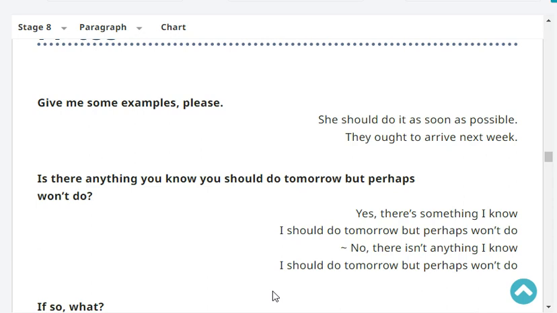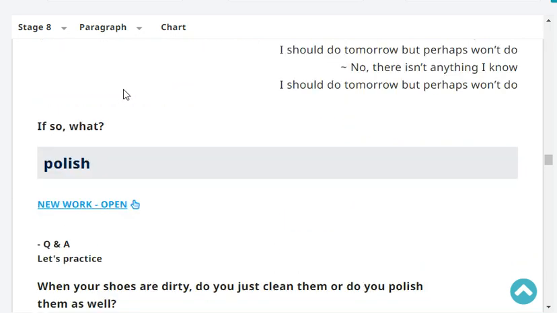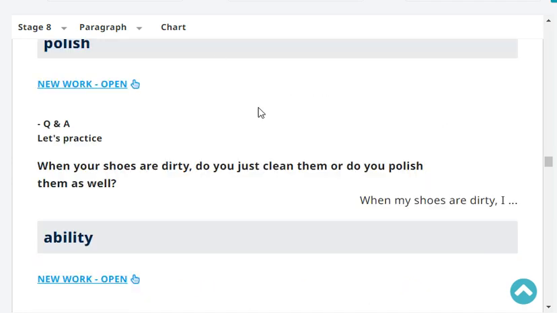Well, is there anything you know you should do tomorrow but perhaps won't do? Yes or no? Yes, there's something I know I should do tomorrow but perhaps won't do. Very good. What is it? I should do my travel packing. Very good.